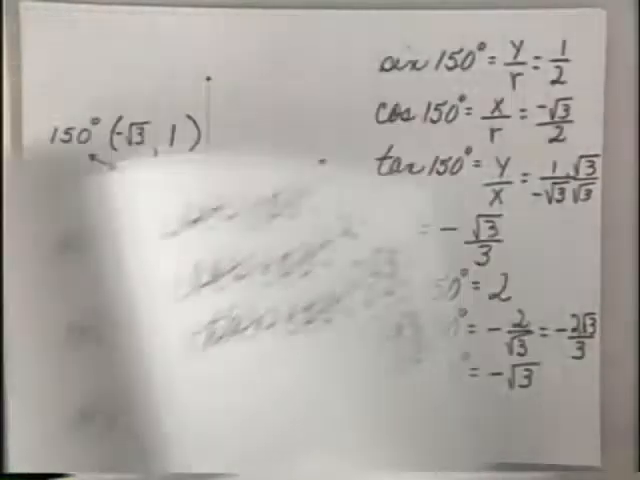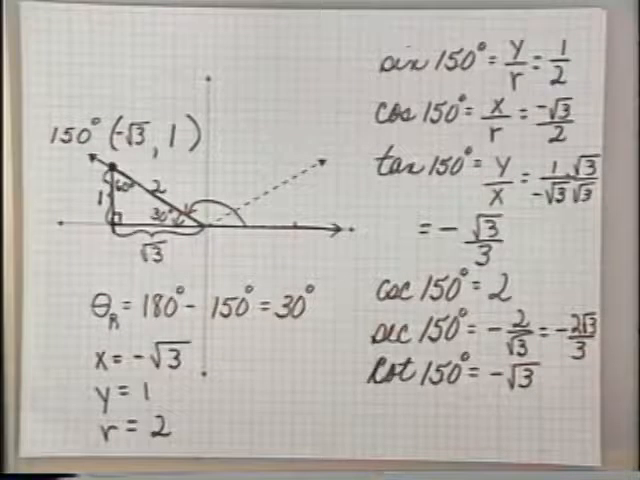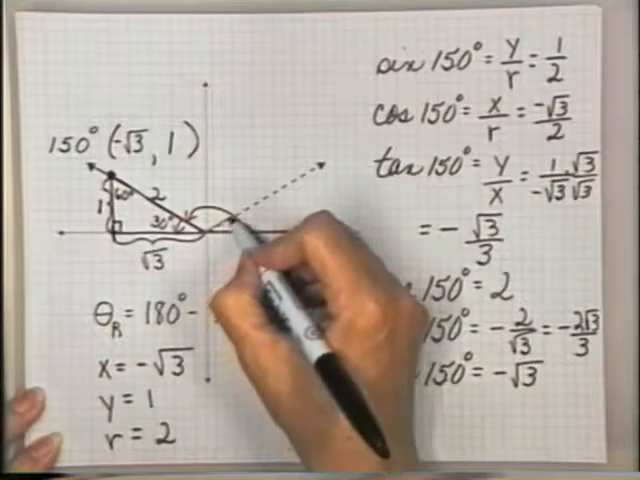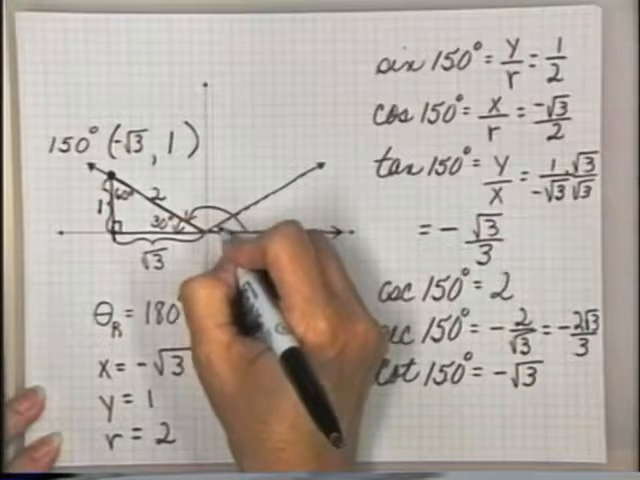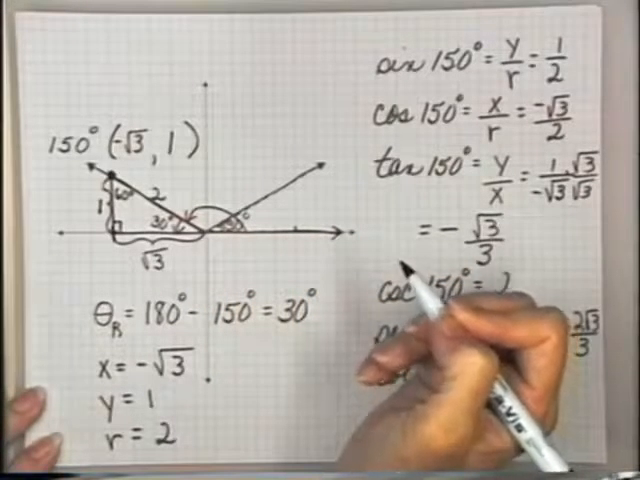Now I want to show you why the trig functions of 150 equal the trig functions of 30, except for the fact that the signs are different. Did you notice when I did this that I had this dotted line? Well, guess what the measure of that angle is? That angle measures 30 degrees.